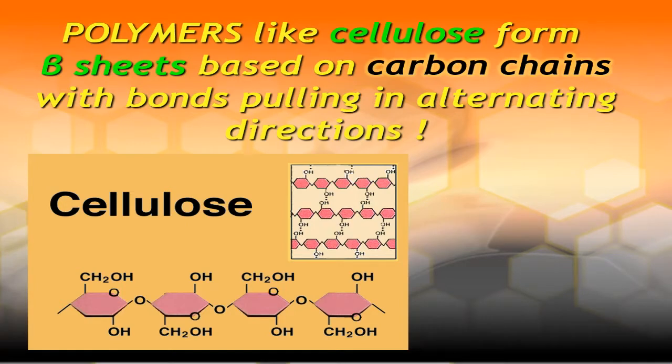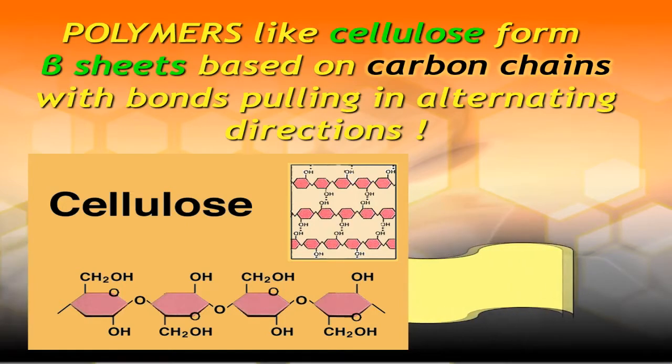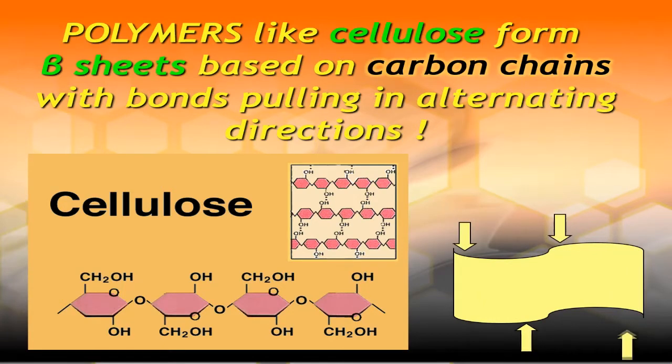Why did the chains stay straight? Well, it's because their bonds are pulling in alternating directions. It's a beta sheet, and you can see that every other bond is pointed in an alternating direction, and that is like a tug of war. When you have a tug of war, you have two parties pulling on opposite sides, and the rope gets very straight, maybe for a few seconds, maybe for longer. Why does it get very straight? Because forces are pulling in the opposite direction.